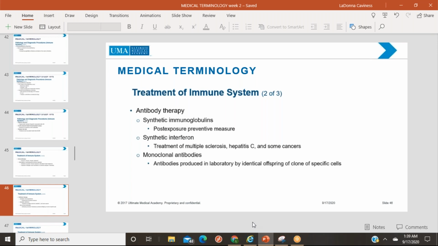Antibody therapy, synthetic immunoglobulins, post-exposure, preventative measure, treatment of multiple sclerosis, hepatitis C, and some cancers, monoclonal antibodies produced in a laboratory by identical offspring of the clone of a specific cell.